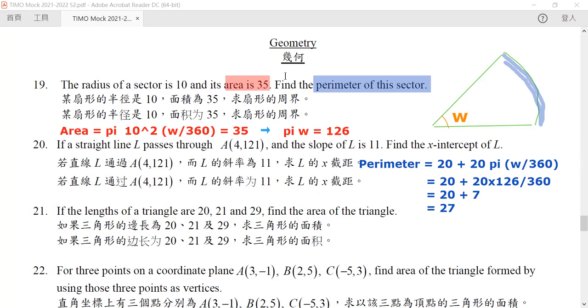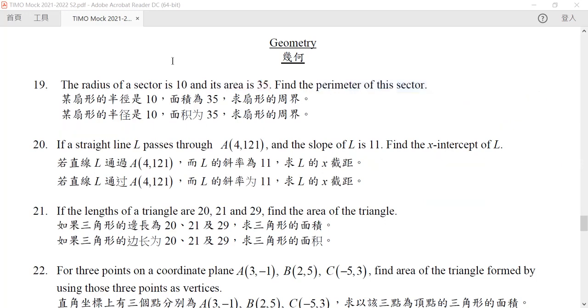Now let's go on to talk about question 20. Now we have just finished question 19, and now we talk about question 20. Now question 20 is an application to calculate the slope. It is the slope by the two-point form.